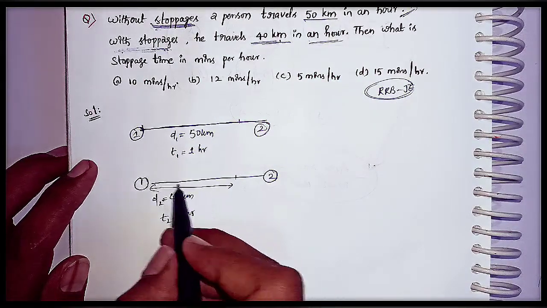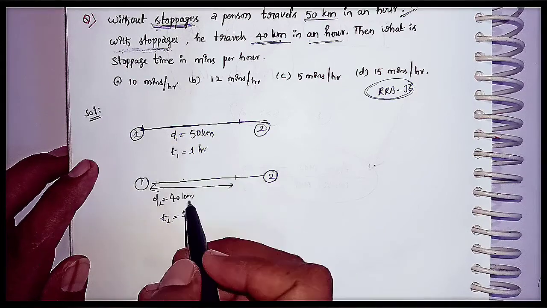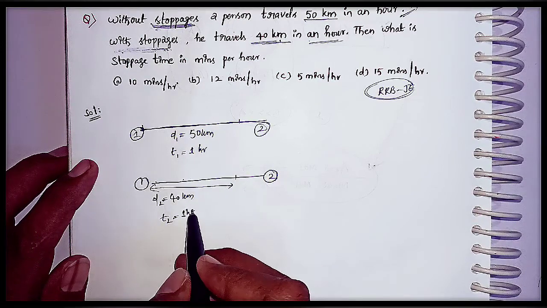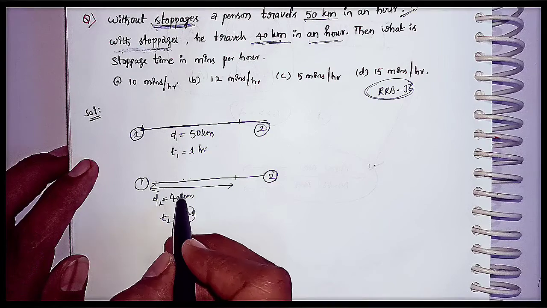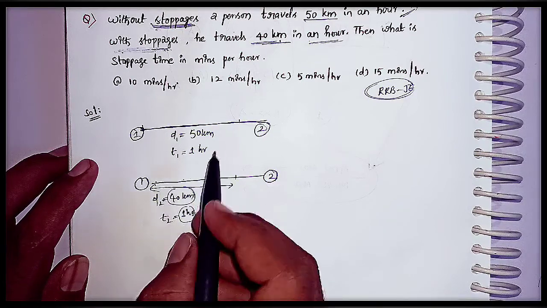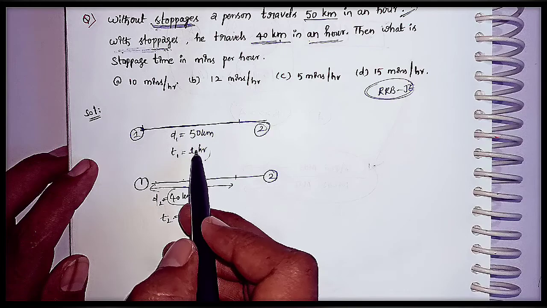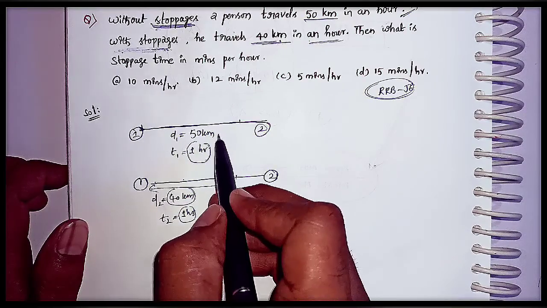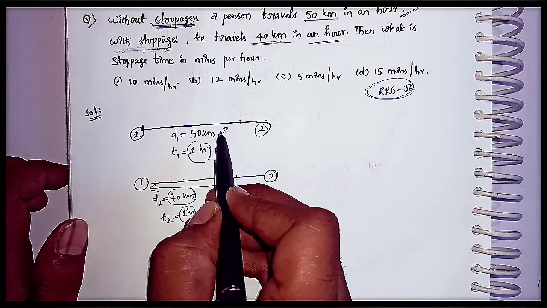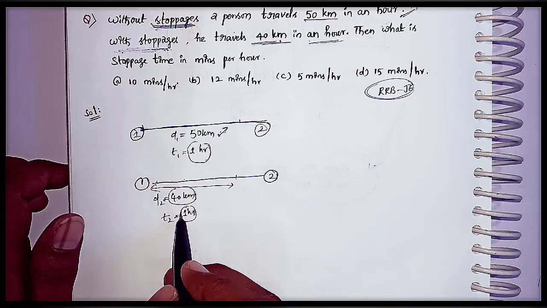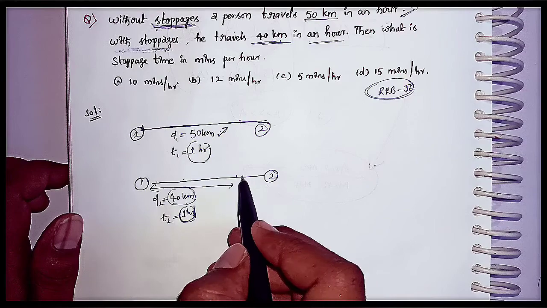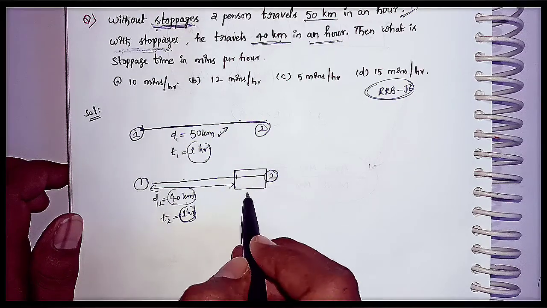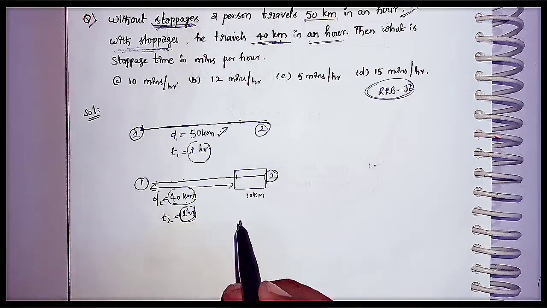Because he is stopping somewhere in between these 2 points, he is taking 1 hour to cover the 40 kilometers. But here, because of no stoppages, with 1 hour time he is covering 50 kilometers, more than this one. Yes or no? That means within 1 hour he is covering 40 kilometers, and remaining 10 kilometers are there. Yes or no? Remaining 10 kilometers are there.